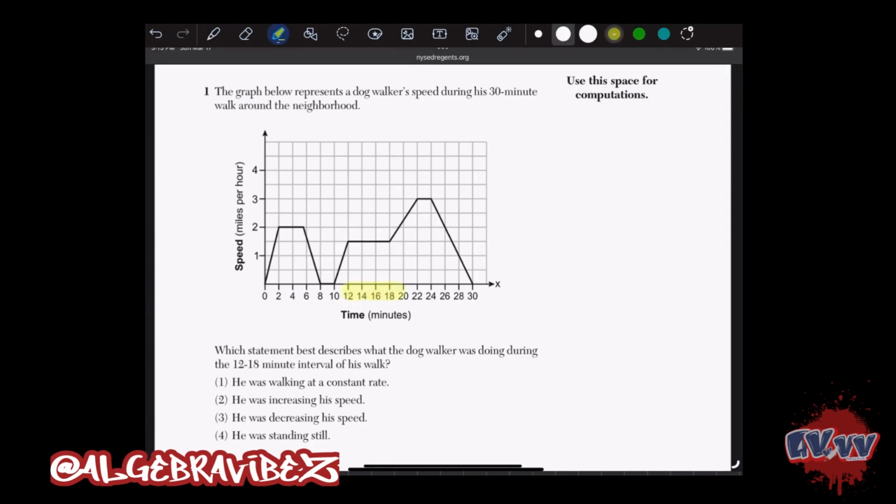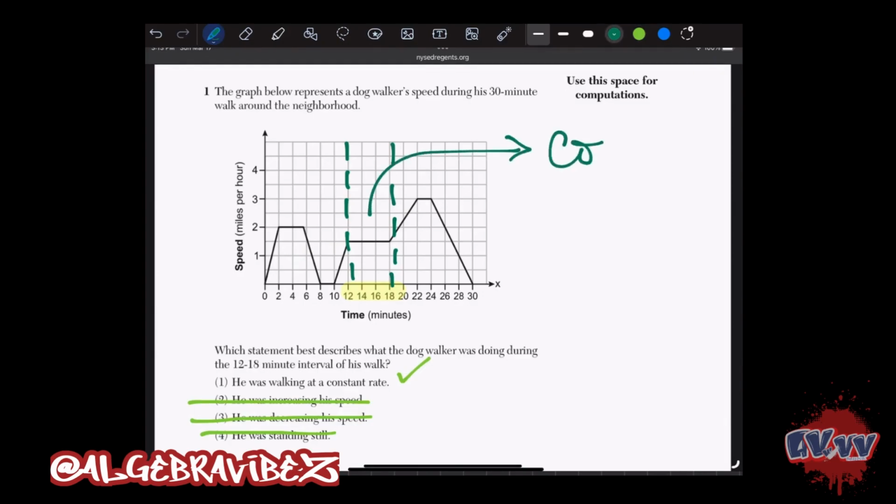We want to focus on the 12 to 18-minute range, which I'm going to highlight in yellow, and then block out with dotted green lines so we can focus. We have to ask ourselves a couple questions. Was he standing still? We know that's not the case because between 8 to 10 minutes, that's what standing still looks like. So that's not our choice. He definitely wasn't decreasing his speed, and he was not increasing his speed, leaving us with choice 1, the fact that he was walking at a constant rate. So this is a constant rate of speed between the 12 to 18-minute interval.